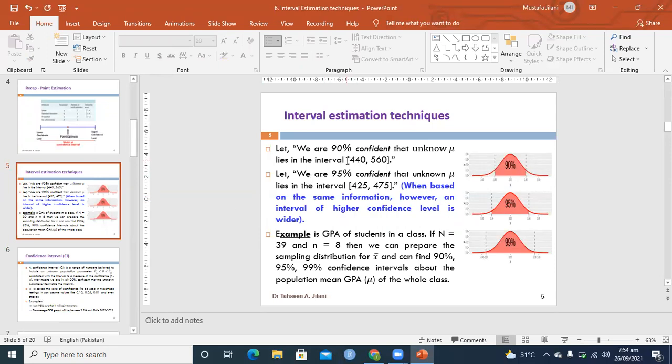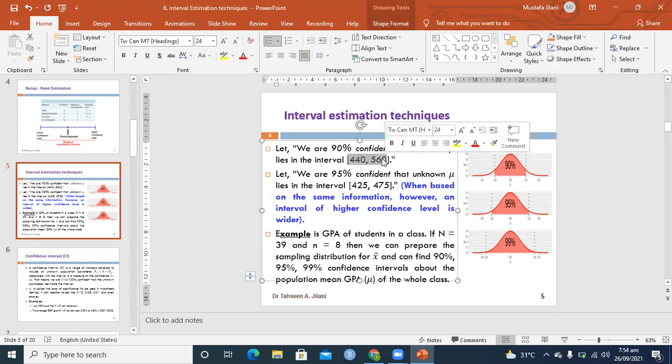So suppose the interval shows 440 score to 560 score. I assume that the average value is 550 for the whole population of 50,000. You see that the confidence interval is 90%, which is showing the lower value and upper value, and the unknown parameter mu, we don't know the actual value of the parameter mu, but it lies inside this red zone.